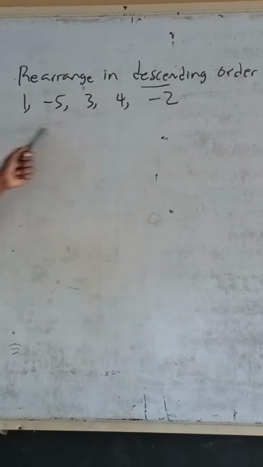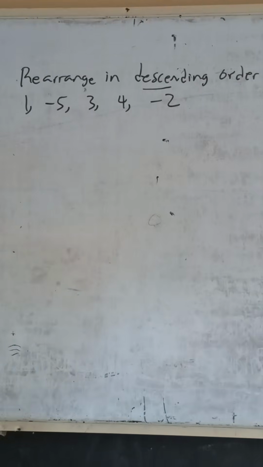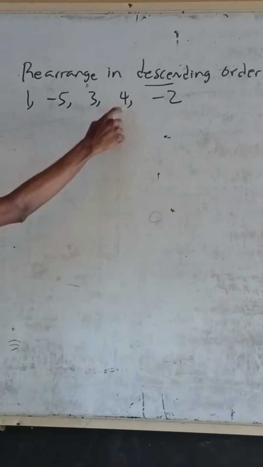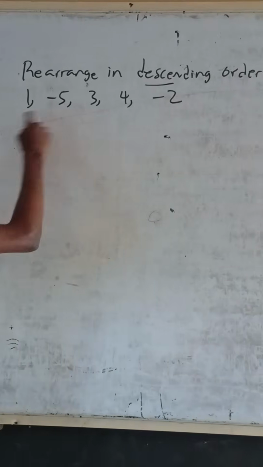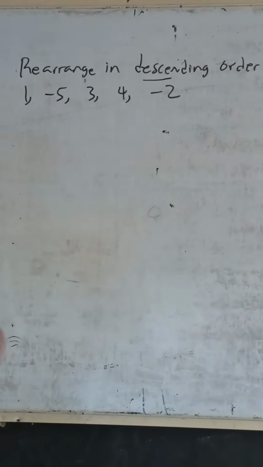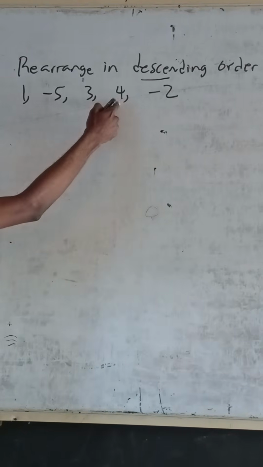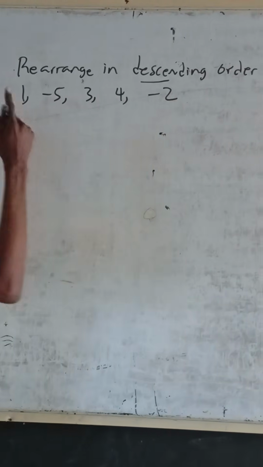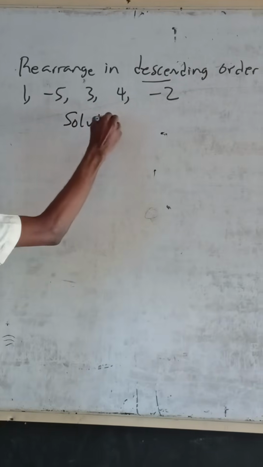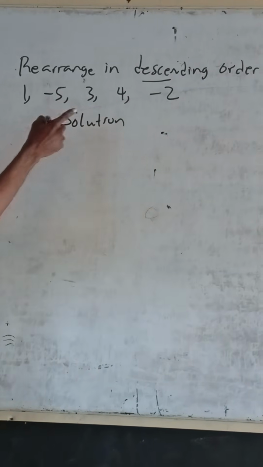So in these numbers, what's the biggest number there? Obviously, it will be a positive number, and that will be 4. So 4 is the biggest. Remember, I said descending is from the biggest to the smallest. So 4 among these numbers is the biggest. So we start. Let's arrange these numbers now.